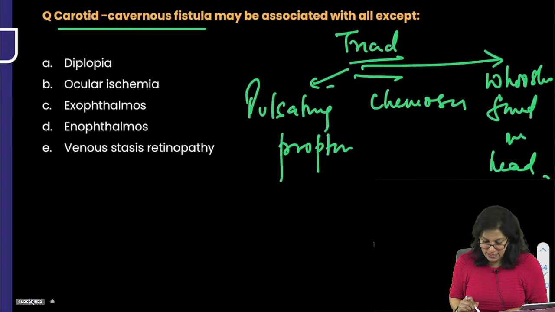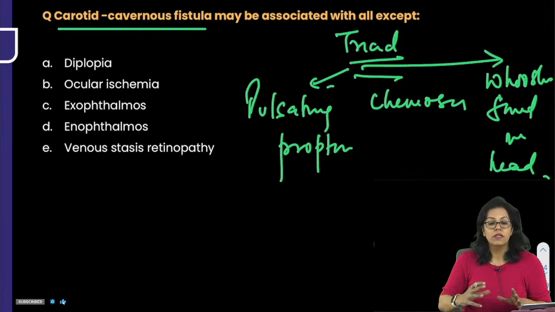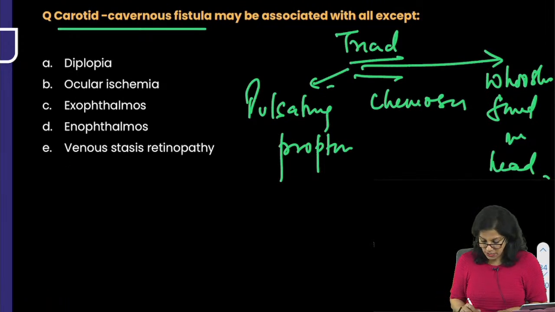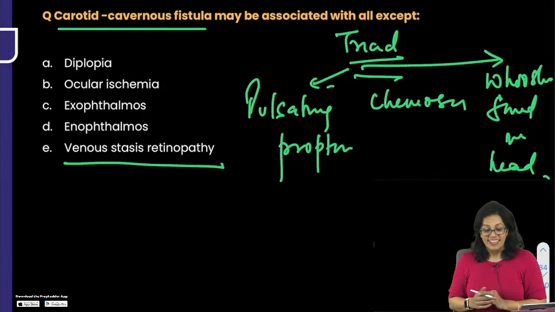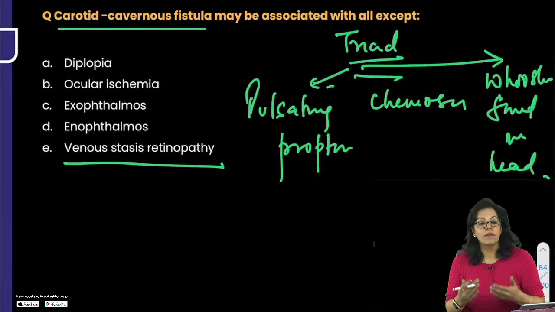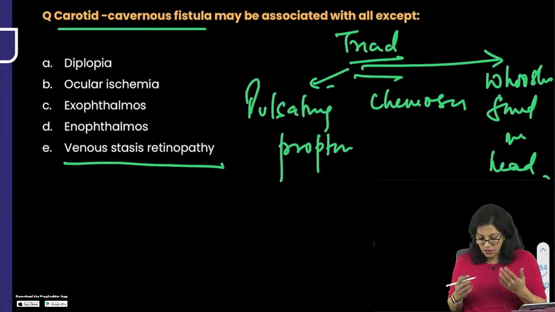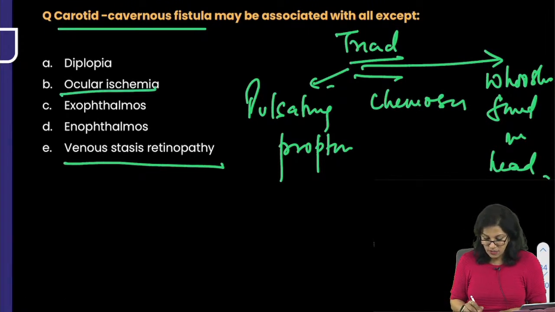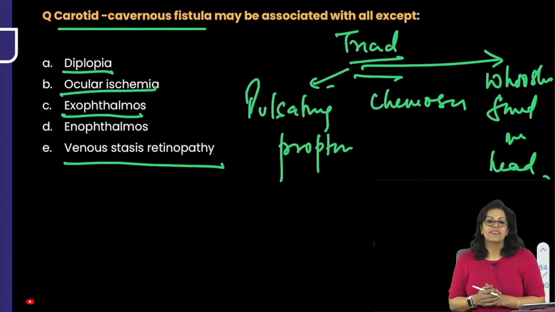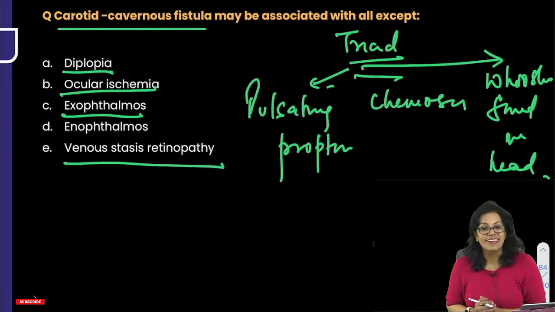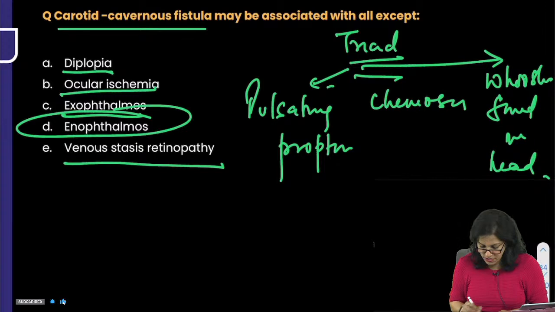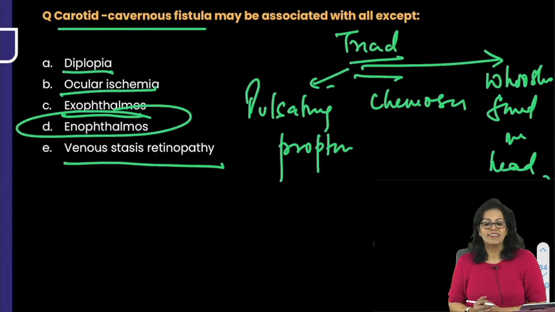Diplopia, yes. If venous drainage is impaired, venous stasis retinopathy can happen. Even glaucoma can happen because of increased episcleral venous pressure. What else? You can also get ocular ischemia, you will get exophthalmos, you will get diplopia because cranial nerves 3, 4, 5, 6, everything is passing through the cavernous sinus. So, the nerves will be involved. What is then the answer? Of course, very simple question. It will not be characterized by enophthalmos.